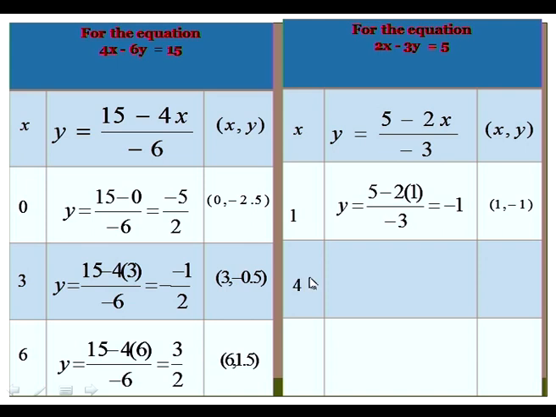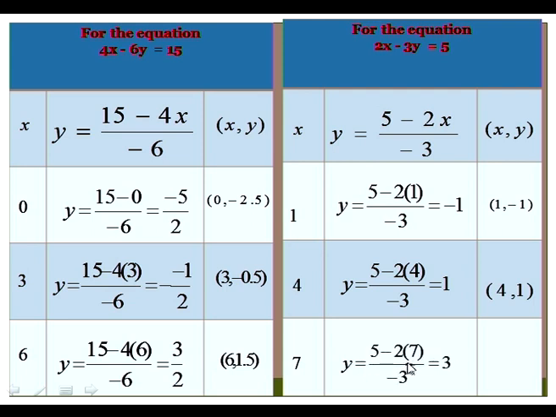When we take x value as 4, y value would be (5 - 2 times 4)/-3, which is equal to 1. So, our ordered pair would be (4, 1). And when we take x value as 7, its y value would be (5 - 2 times 7)/-3, which is equal to 3. So, our ordered pair is (7, 3).